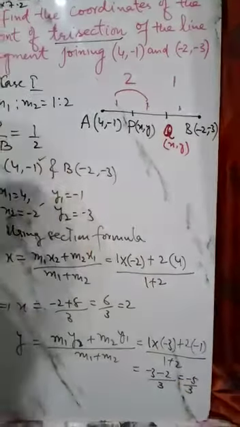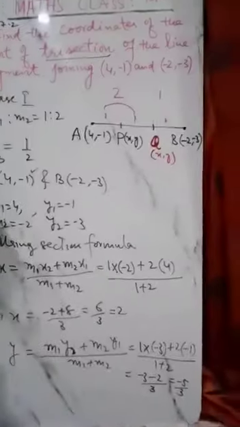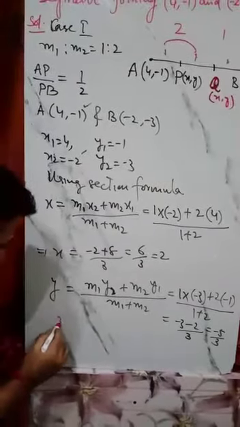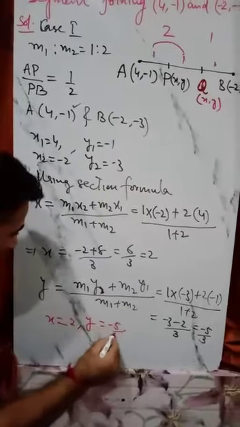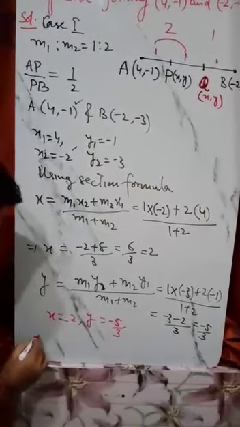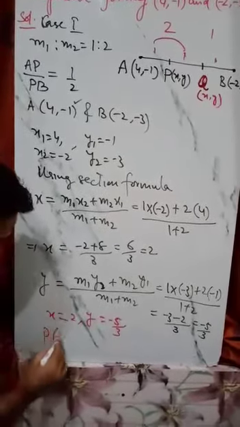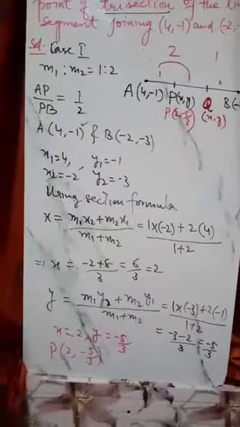So the point we get is x equal to 2 and y equal to -5 by 3. Therefore, the required point P is (2, -5/3). This is the point when it divides in the ratio m1 is to m2 equal to 1 is to 2. So this is P (2, -5/3). So far so good, now for the next case.